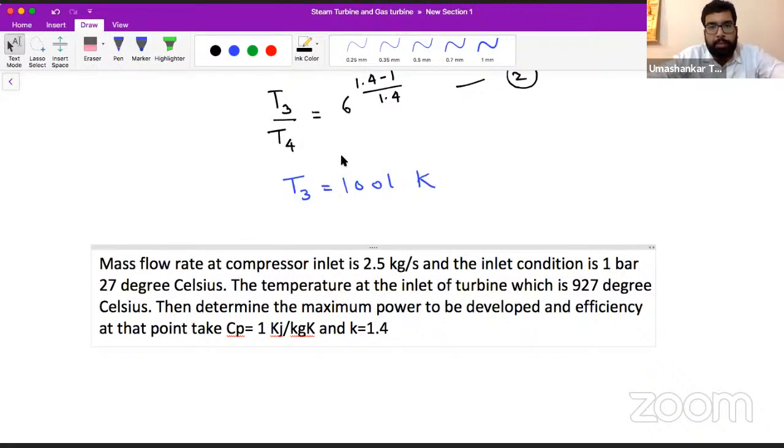You can tell me the answer, if you have solved it.